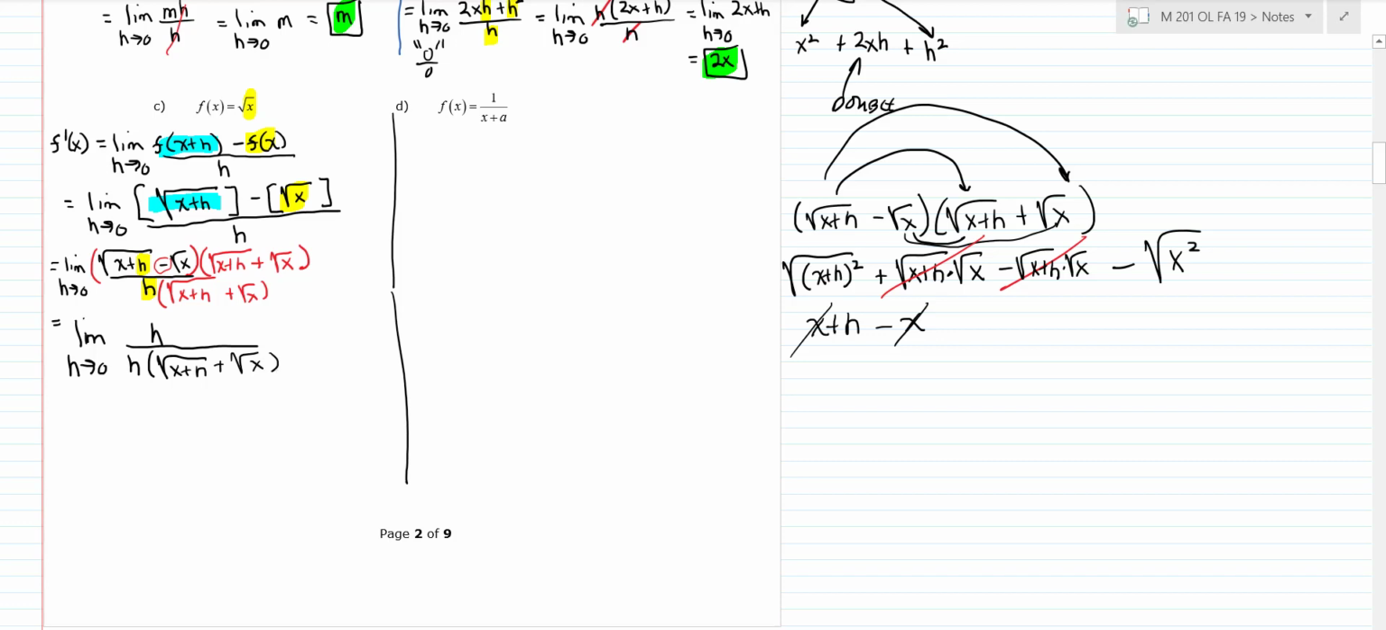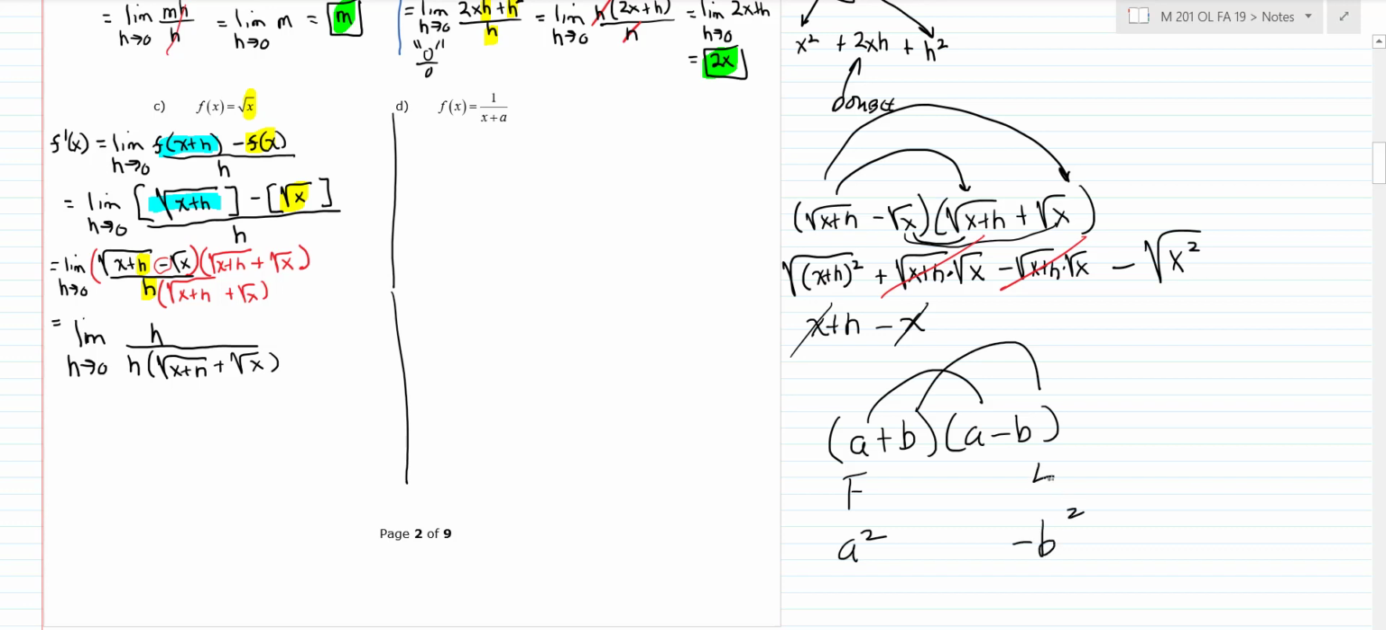I want to show you a way that you can do this in your head. If you ever encounter something like this, if you have a plus b times a minus b, that's the form we just did here. You do the first as a squared, you do the last as minus b squared, and then the outer and inner cancel out. So you can do that in your head. That problem right there, getting that value with the FOIL, you can do in your head.